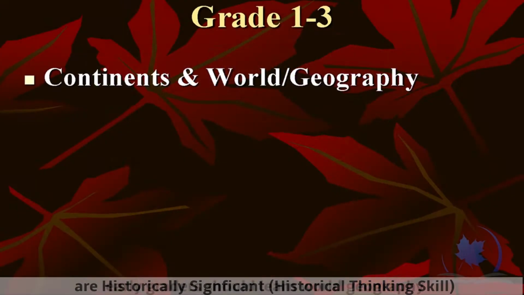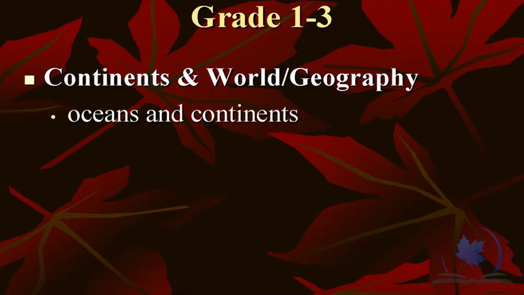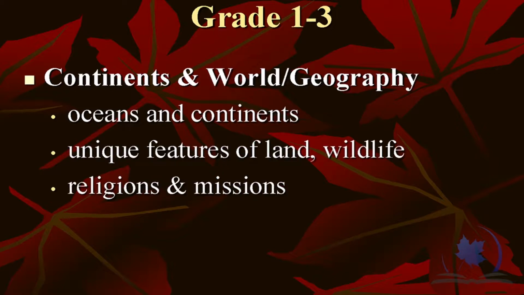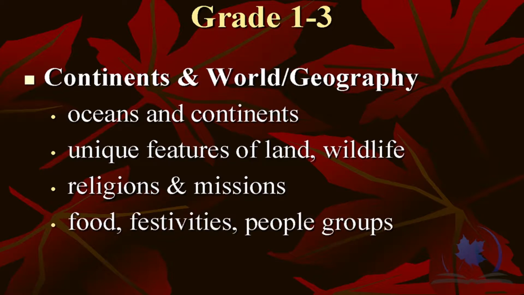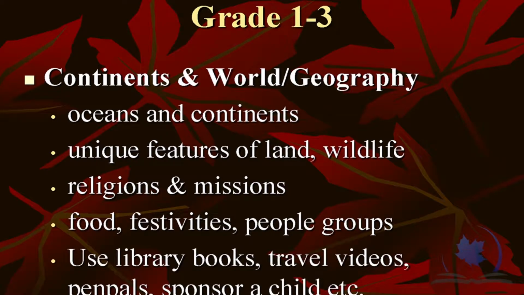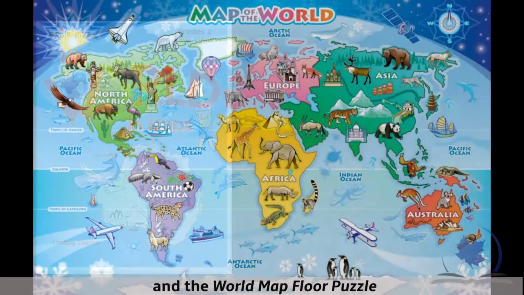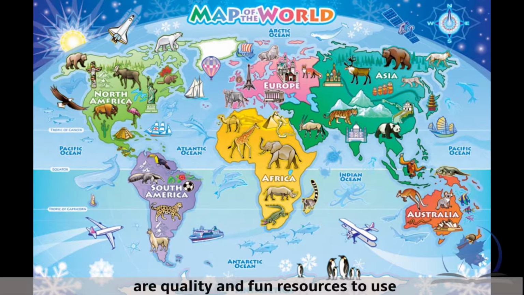Early graders should learn world geography as an overview, as you look together at oceans and continents, unique features of the land and wildlife, world religions and missions, and culture as it relates to food, festivities, and people groups. In our homeschool, we used library books, travel videos, recipe books, and sponsored children in developing countries, and we read a lot of international stories. The workbook My World in Maps and the World Map Floor Puzzle for young children are quality and fun resources to use in your study about the world.